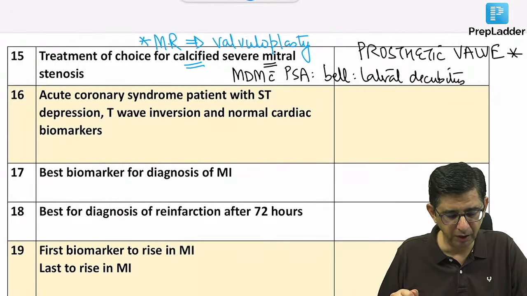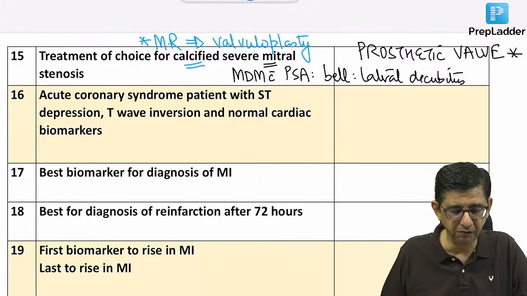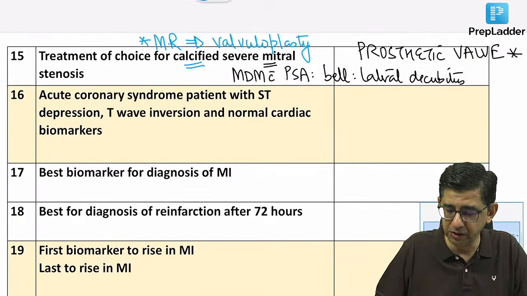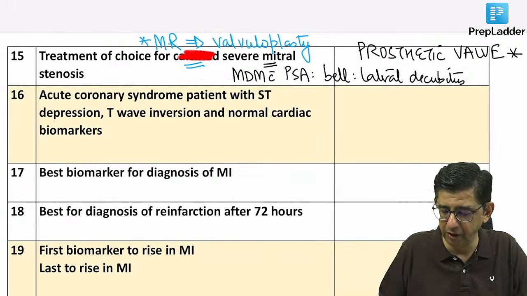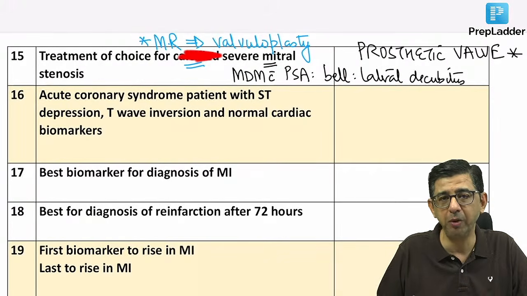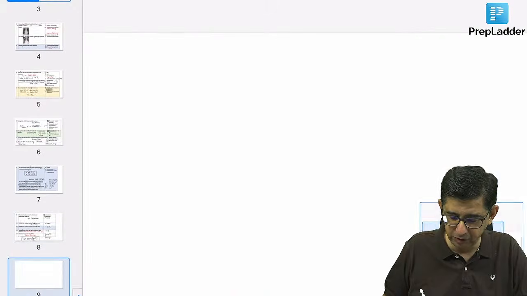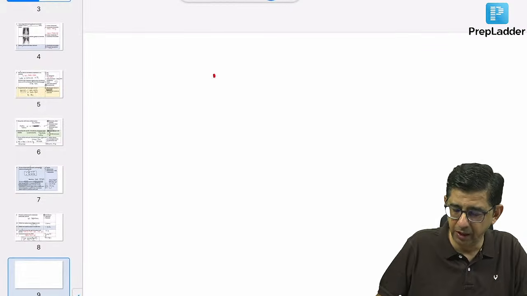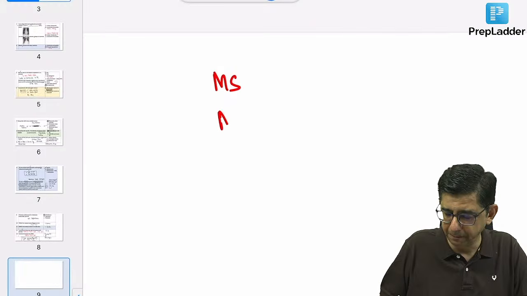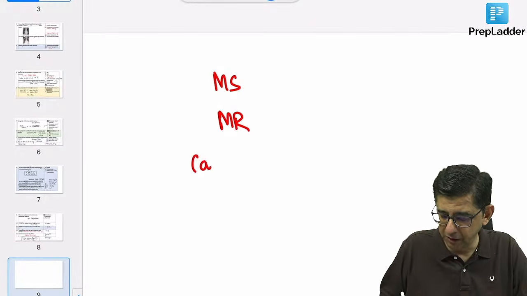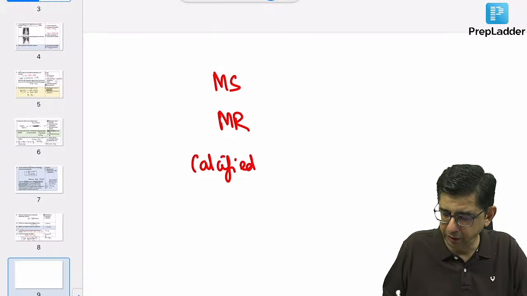Okay, so I think that this is sorted, guys. Prosthetic valve is what is recommended for management of calcified. If I remove the word calcified from the discussion, then it will become valvotomy, and otherwise it would be mitral regurgitation. I can just quickly write down the data here because we had multiple inputs going on simultaneously. One I've told you MS, second I've told you MR, and then I have told you regarding calcified mitral stenosis.